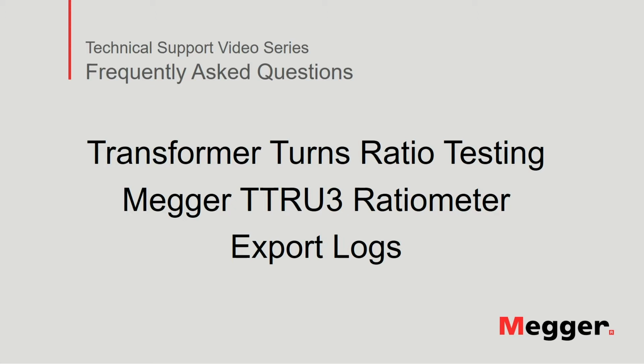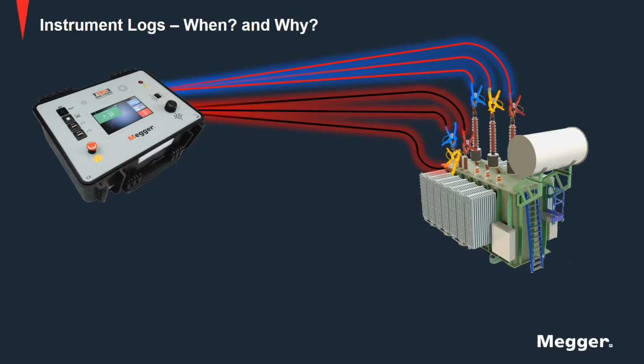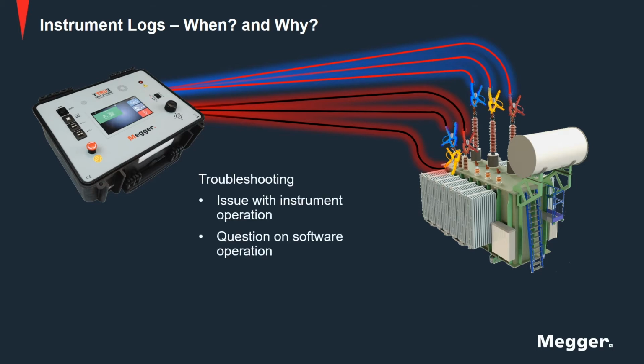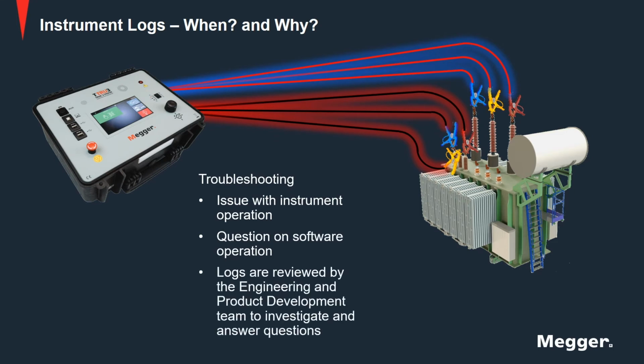In this video, we will discuss exporting logs from the Megger TTRU3 transformer turns ratio meter. Let's get started. So why would we need instrument logs? Primarily for troubleshooting. When there are issues with the instrument operation or questions on the software operation, instrument logs can be a valuable tool that the Megger team can review to investigate issues and answer customer questions.